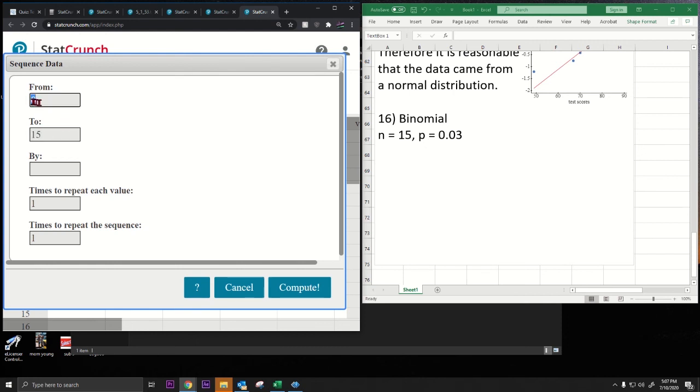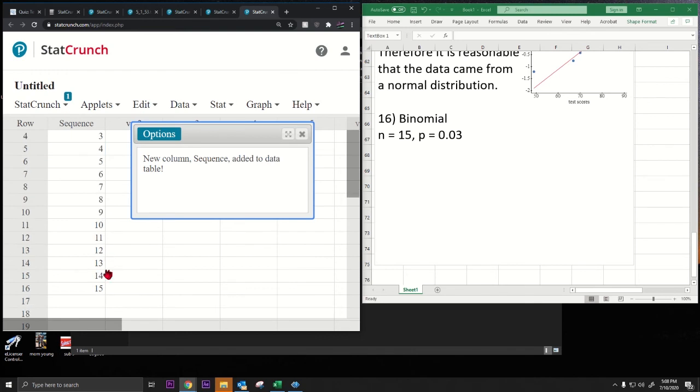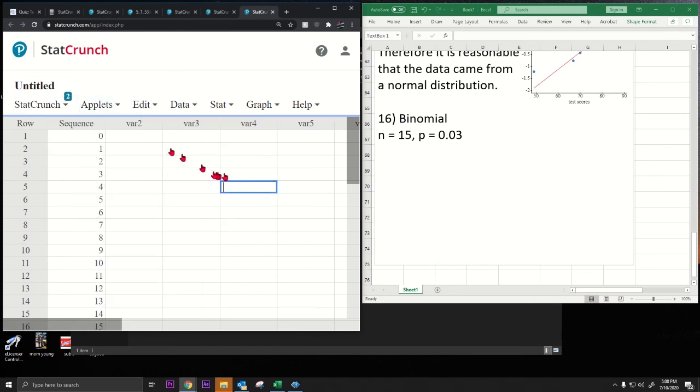Binomial random variables always start at 0, okay? And then they just go to n. I'm gonna go by 1s, and now check this out. I've just created the numbers from 0 to 15. That's easier done on Excel, but hey, you can do it on StatCrunch too.